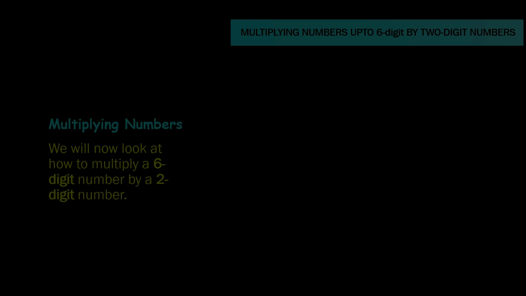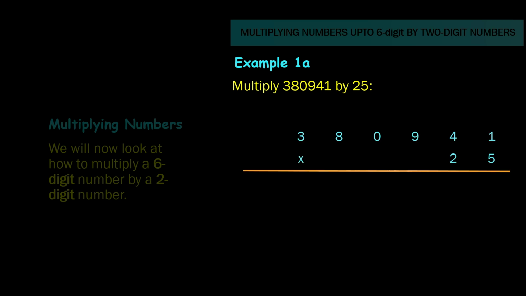We will now look at how to multiply a 6-digit number by a 2-digit number. Let's consider how to multiply 380,941 by 25. Arrange the two numbers as shown. Always put the larger number above the smaller number and ensure that you begin multiplying from the right.